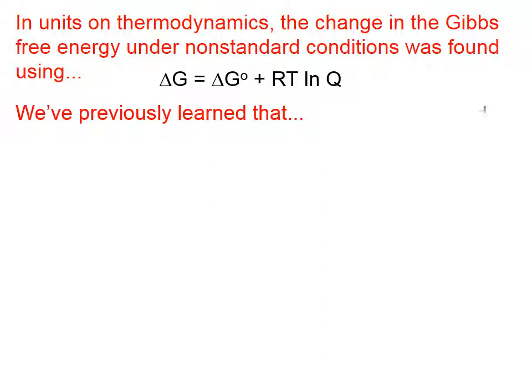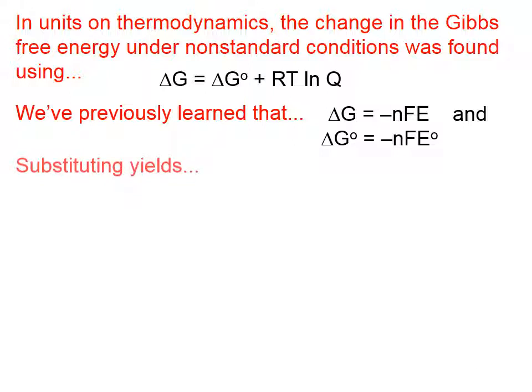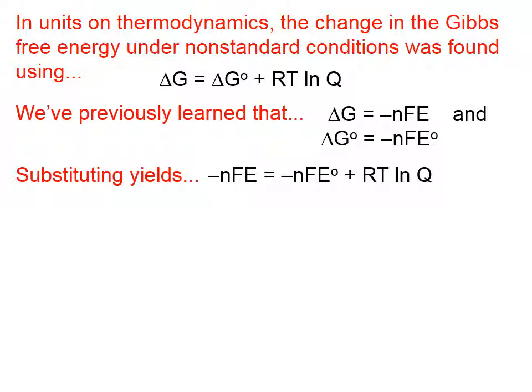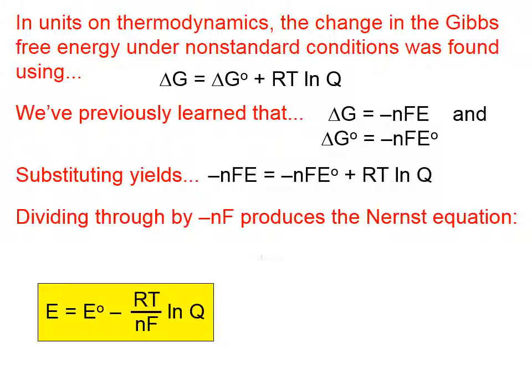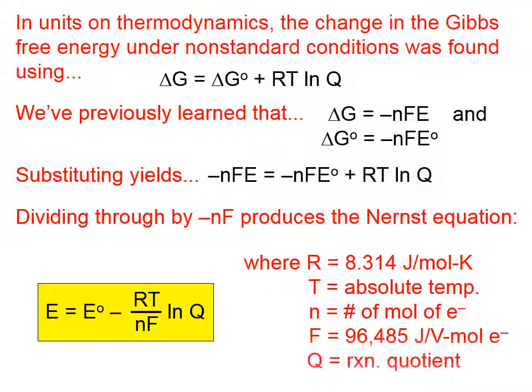We've previously learned that delta G was equal to negative NFE and delta G naught is equal to negative NFE naught. Substituting yields this expression: negative NFE is equal to negative NFE naught plus RT log Q. Dividing through by negative NF produces the Nernst equation. And there it is in the lower left corner.